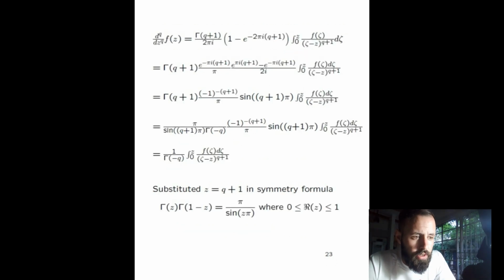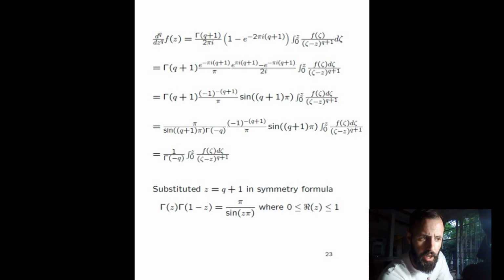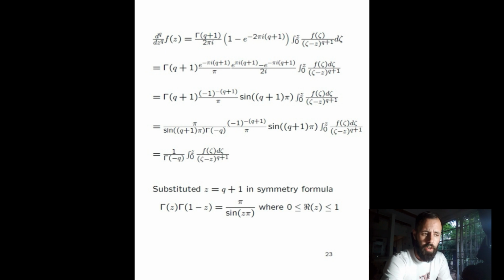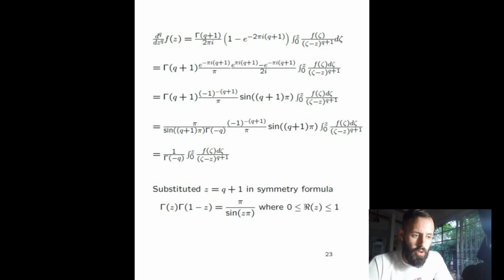Okay, so through a couple of steps here, what we did is we factorized e to the pi i, then we obtained, together with the 2i, the complex sine of (q plus 1) pi, and we rewrite e to the negative i pi, substituted with Euler's identity, which is equal to negative 1, and then we again use Euler's reflection formula to show that gamma of q plus 1, together with this whole negative 1, is equal to 1 over gamma of negative q. Okay, so that is a pretty interesting result.